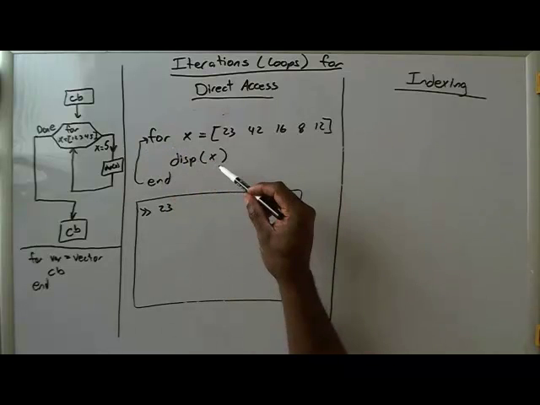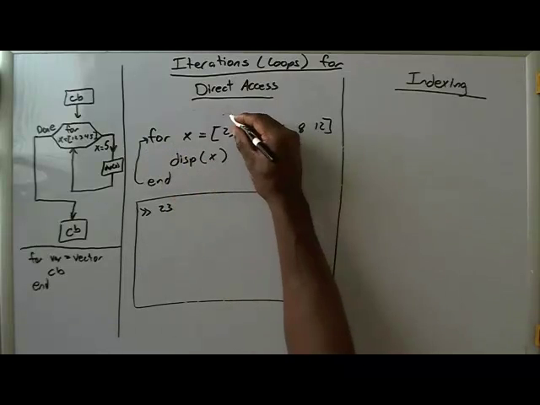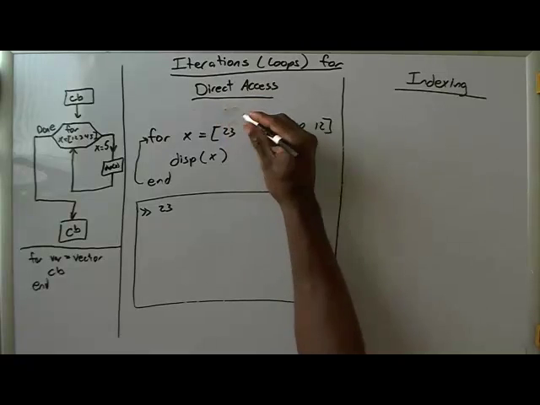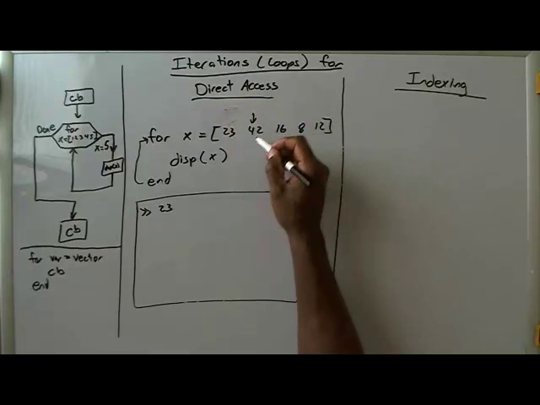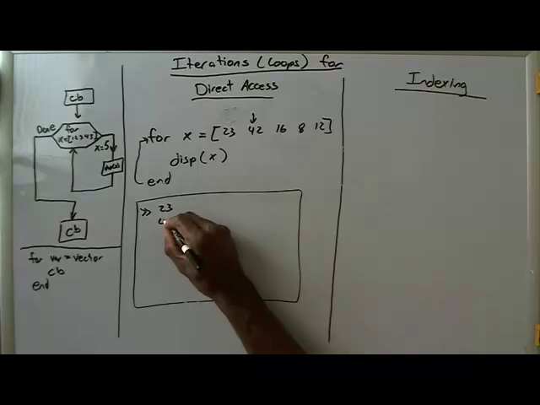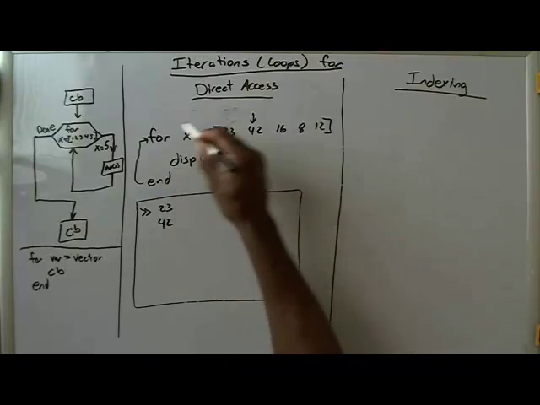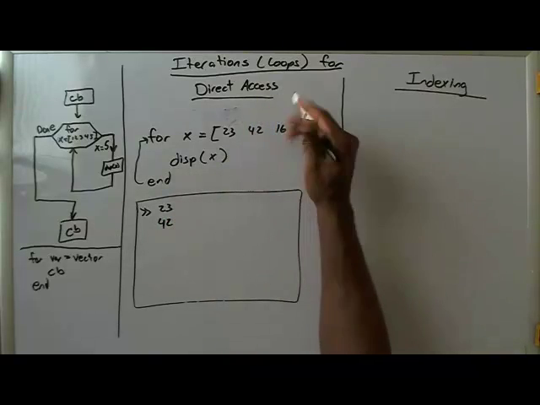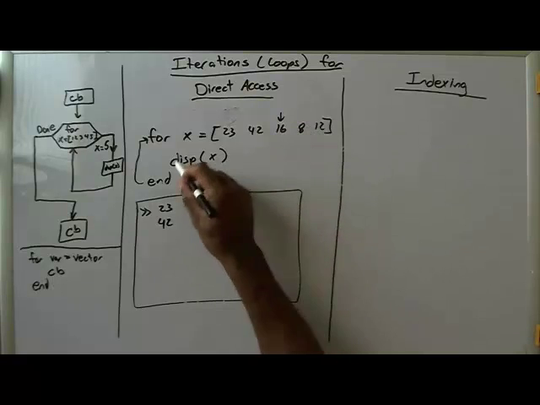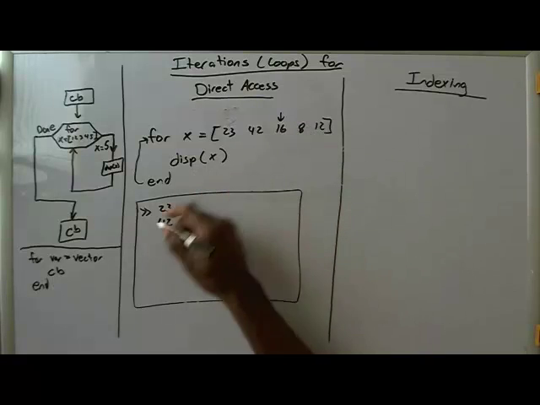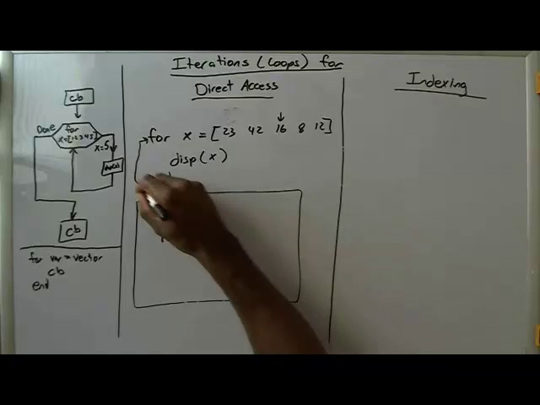I loop back up. X now equals, so it was 23. I loop back up the second time. Now it's the next value, which is 42. And I display 42. I loop back up. X becomes the next value, which is 16. I do my code block here. X equals 16, so I display 16. I go back up.